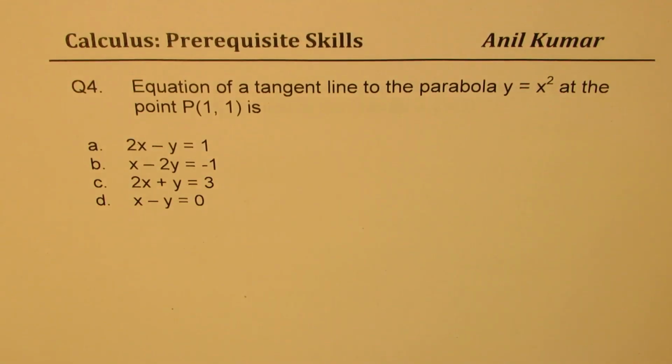Question number 4. Equation of a tangent line to the parabola y equals x squared at the point (1, 1) is what? So here, rate of change. Now rate of change is a very important concept which you have learned in functions and it's going to be very useful as you solve questions related to calculus.